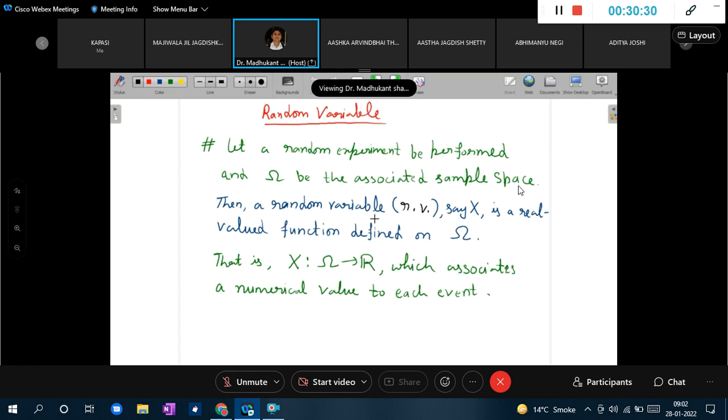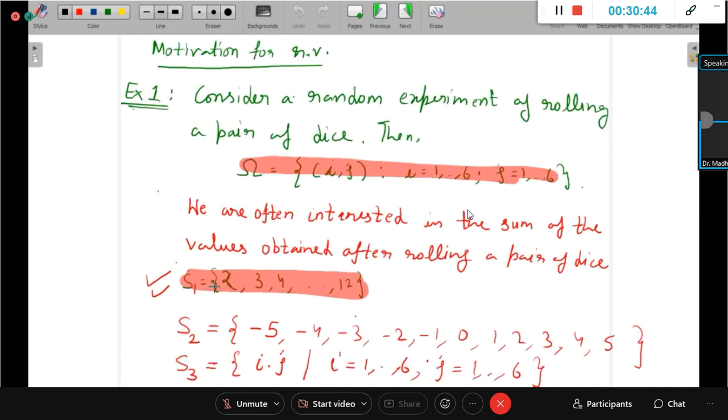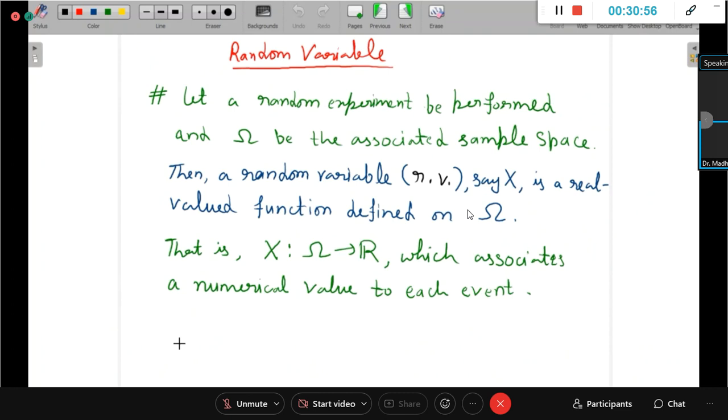Note that whatever we have considered so far, the random variable for the corresponding random experiment may not be unique. For example, you can consider the difference on the two dice, you can also consider this S2 difference on the two dice. You can also go for this. So non-uniqueness is there, so randomness is attached with it.